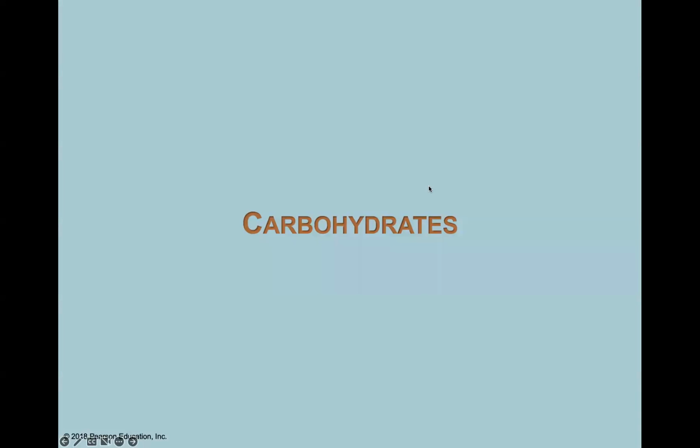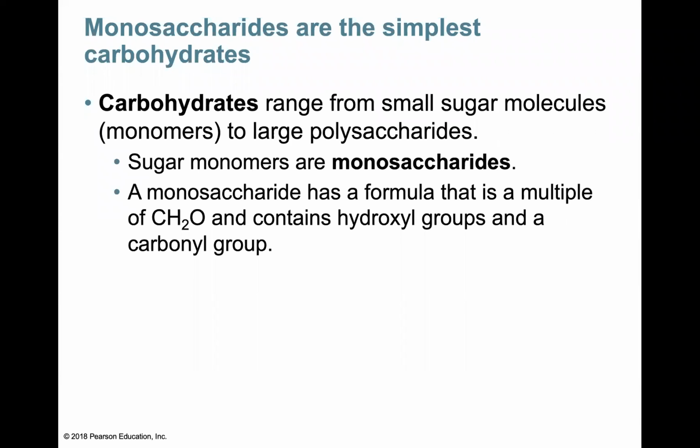So, our classes of biological molecules. All right, let's start with carbohydrates. We are all familiar with carbohydrates as we mostly consume them daily. Carbohydrates range from smaller sugar molecules known as monomers to larger polysaccharides. The sugar monomers that make up these larger polysaccharides are going to be our monosaccharides.